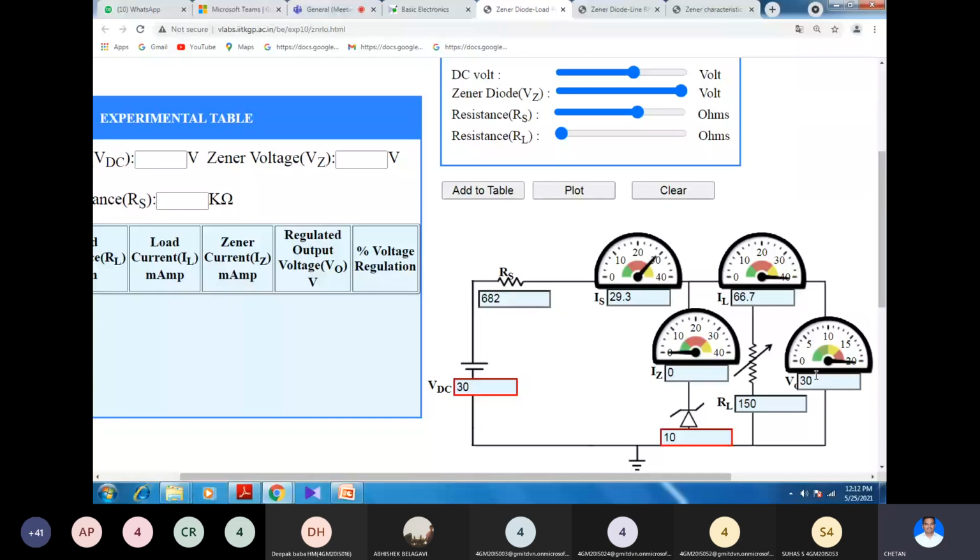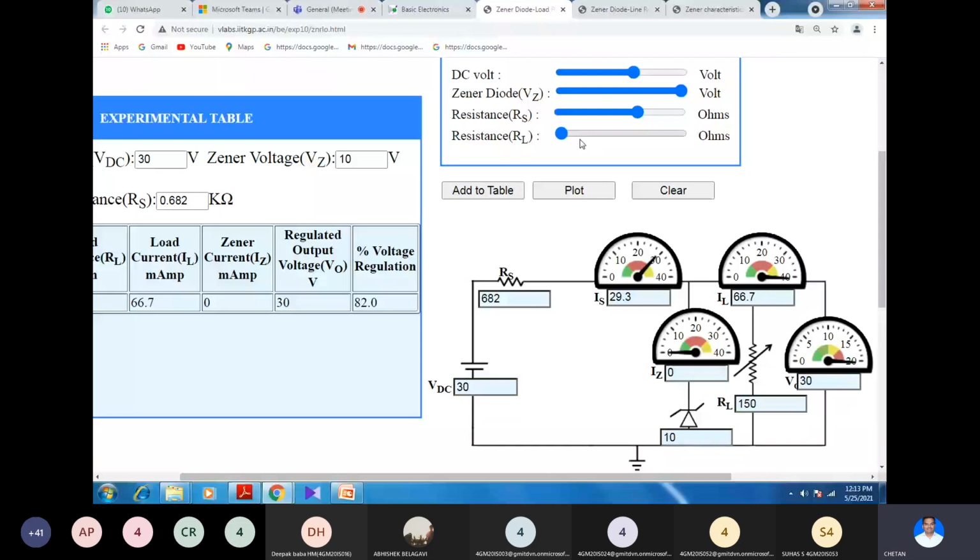Now what I will do is slightly increase RL. I will change the value of RL. Still you can see the diode is not conducting. Therefore, output voltage is the same as the input voltage. So for the first one, I will take a reading. For the second one, again I will take the reading.